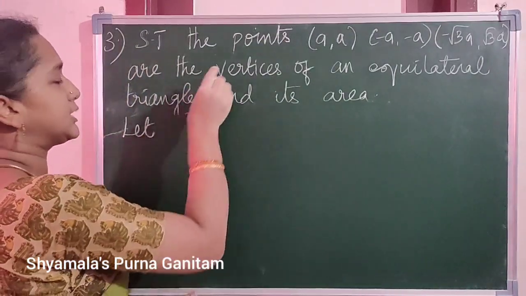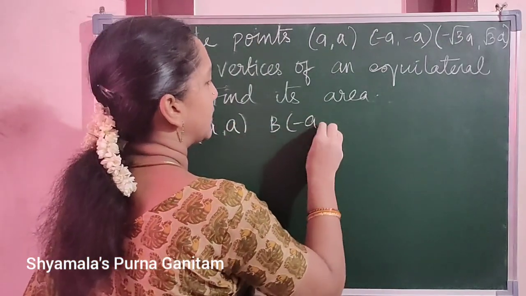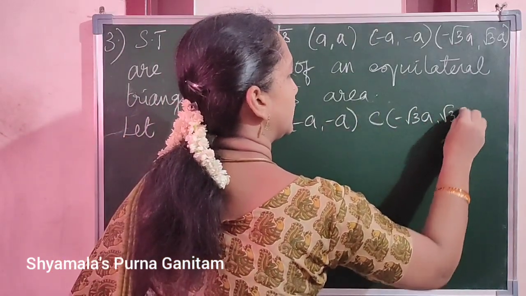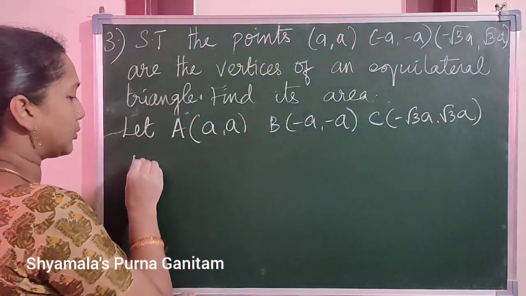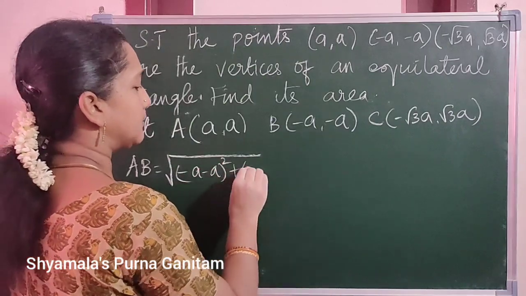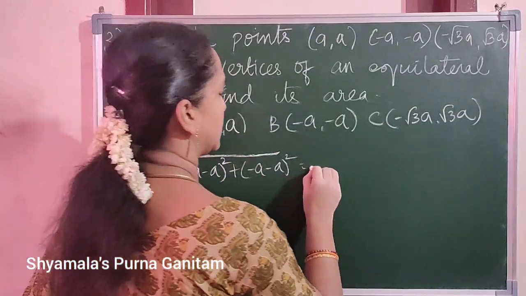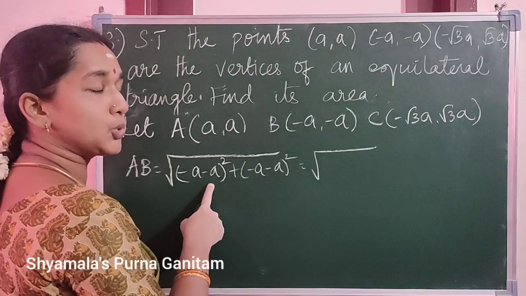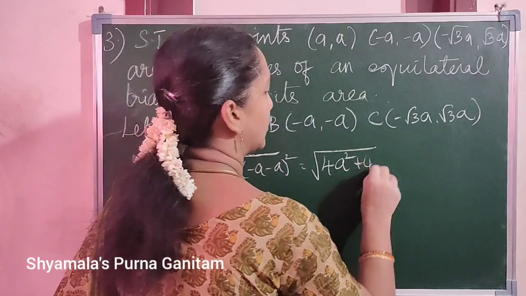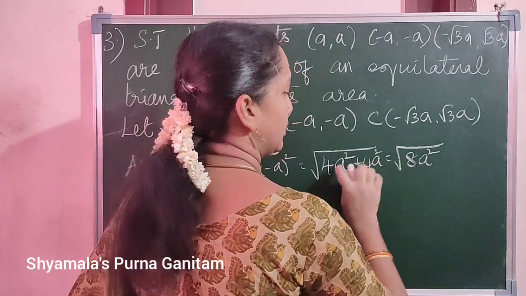Okay. So we will take these points as A, B and C. So A is a, minus a, B is minus a, minus a, and C is minus root 3a, root 3a. Okay. So AB is equal to root of minus a the whole square plus minus a the whole square. This is x1, y1, x2, y2. So this one will be root of minus 2a the whole square, which is 4a square. Same way here also we will get 4a square. When you add it and simplify this.